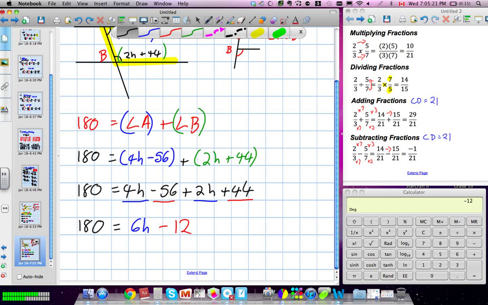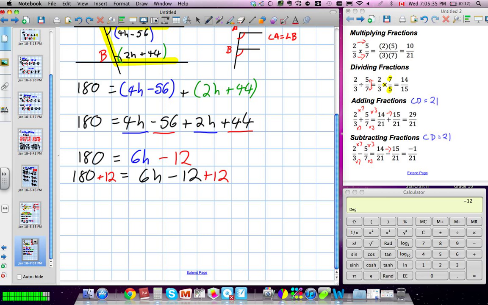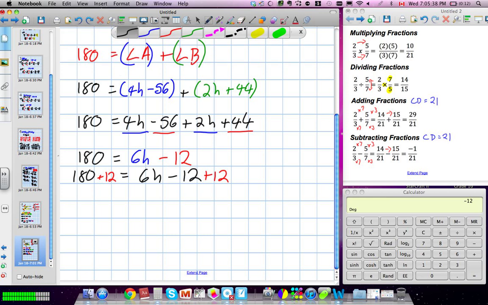You want to add 12 on both sides. Good. 6H minus 12, we'll add 12 to both sides. Then what happens? 192 is equal to 6H. Good, those cancel out. Then what's our last step? Divide by 6. Yeah, we want to divide both sides by 6.